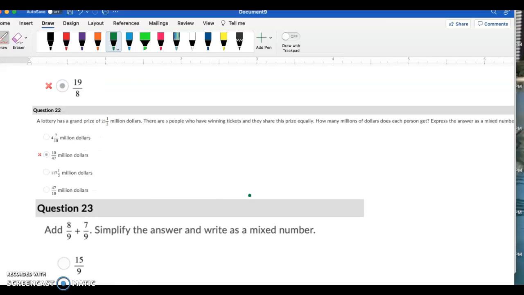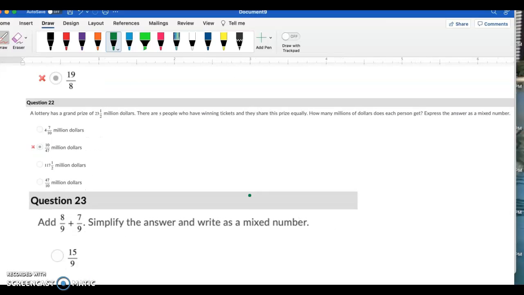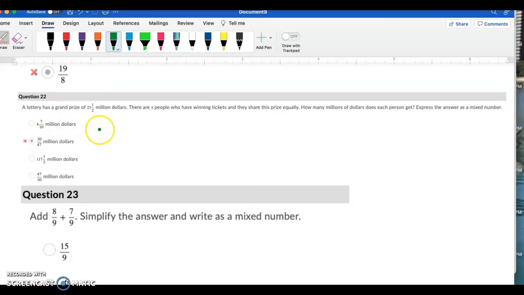Okay, let's take a look at this. The lottery has a grand prize of $23.5 million. There are 5 people who have winning tickets, and they share the prize equally. How many millions of dollars does each person get? Well, what are we doing? We're taking 23 and 1/2, and we're splitting it or dividing it into 5 people.